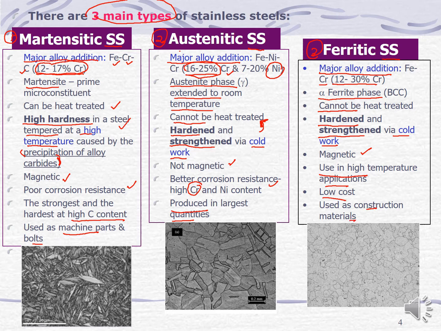Okay, here you can see the microstructure for the three types of stainless steel. This is martensitic, where you can see the needle-like structure of martensite. Okay, and this is the austenitic microstructure, where you can see the austenite phase microstructure, and this is the microstructure for ferritic stainless steel, which is showing the alpha ferrite phase.